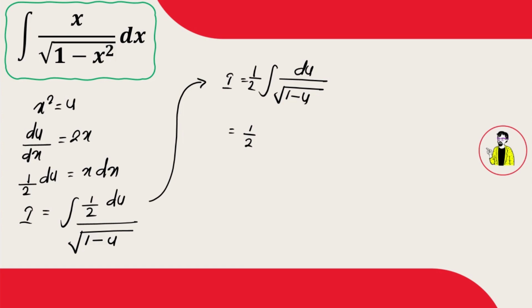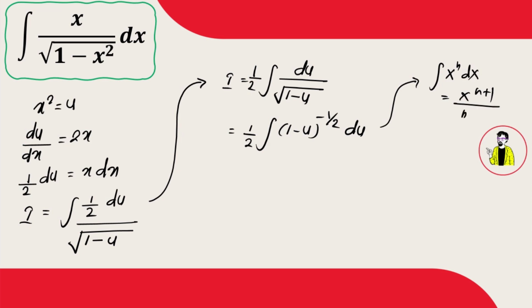For the purpose of integrating, we need to rewrite the square root sign like this, 1 minus u to the power minus half du. So now we can use the formula x^n dx equal x to the power n plus 1 over n plus 1 here. We can apply the rule, so we get 1 minus u to the power minus half plus 1 over minus half plus 1.